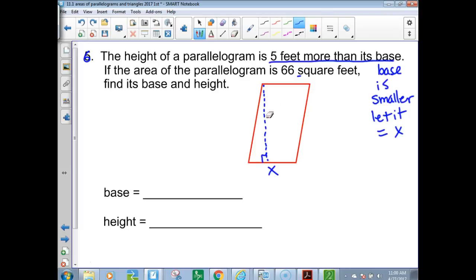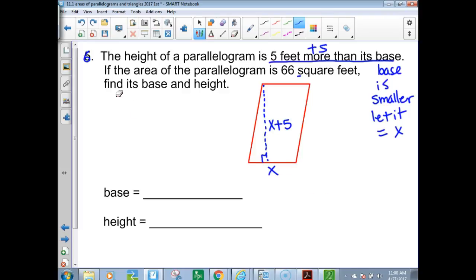Now, the height is 5 feet more than the base. Does more mean to add or multiply? Yeah, it does. It means to add. Plus 5. All right, so if the base is x, then the height would be x plus 5.